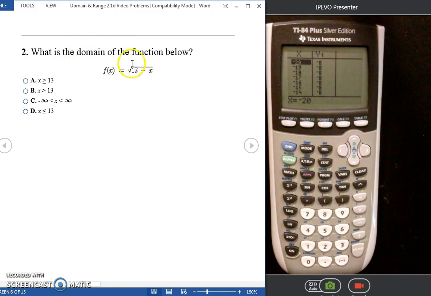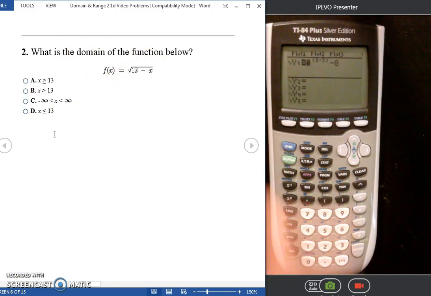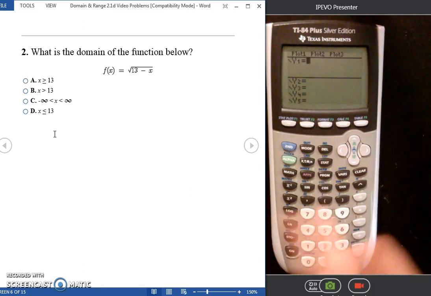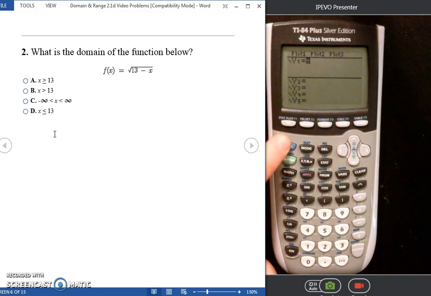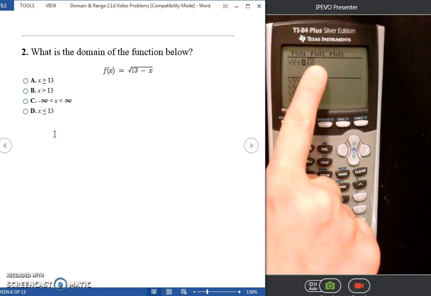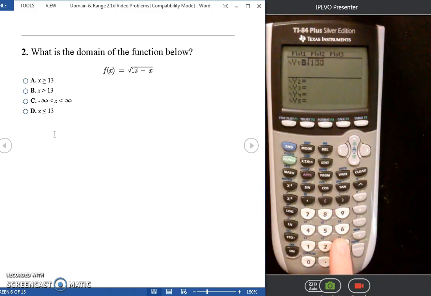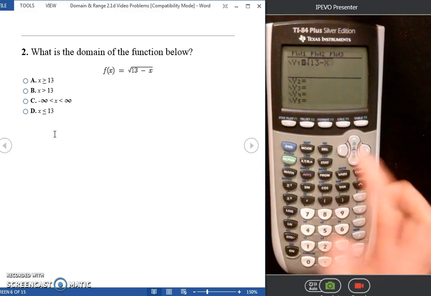Now, to define the domain of this function, I'm going to follow the same steps. I'm going to go into y equals, clear out my last question, and then type in the square root, which is above x squared, so I'm going to have to press second x squared to get the square root symbol to show up. And then underneath the square root, I'm going to have 13 minus x.